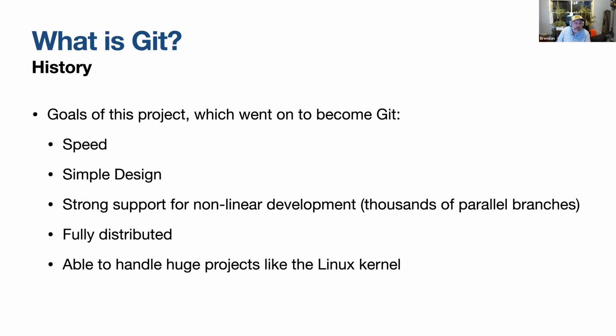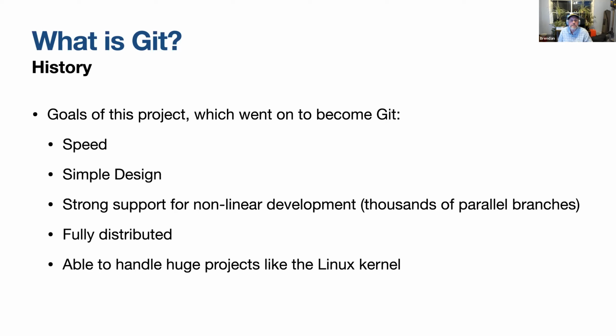The goals of this project, which went on to become Git later, was that he wanted something that was fast. He needed something that had a simple design, which is, to be honest, once you've been using Git for a while, kind of debatable, because I don't find Git to be the easiest version control system out there. There's some things that are really kind of strange the way they're implemented, but that was the intent, was to have a simple design. And it needed strong support for nonlinear development.